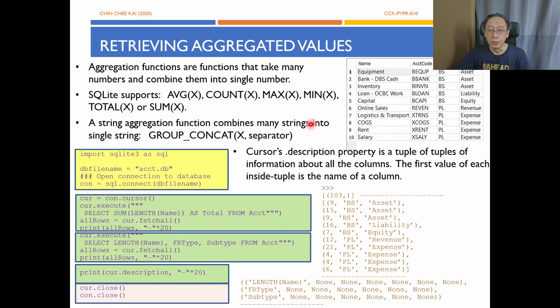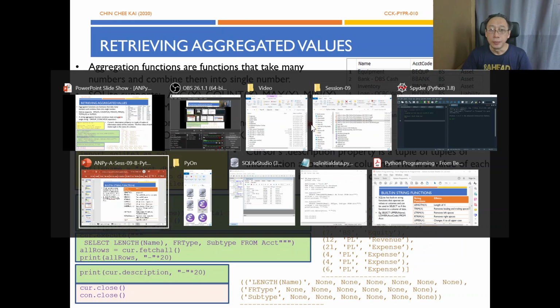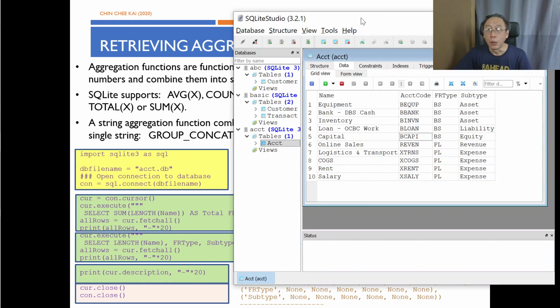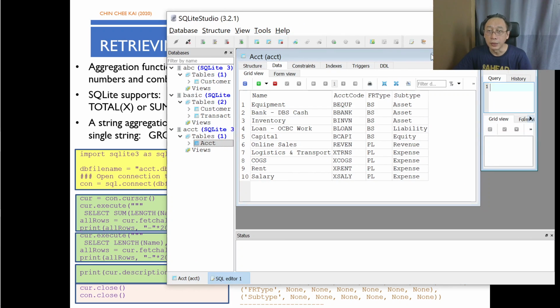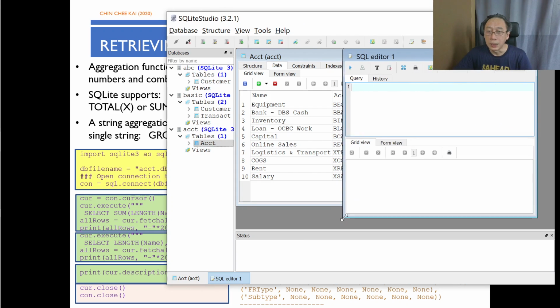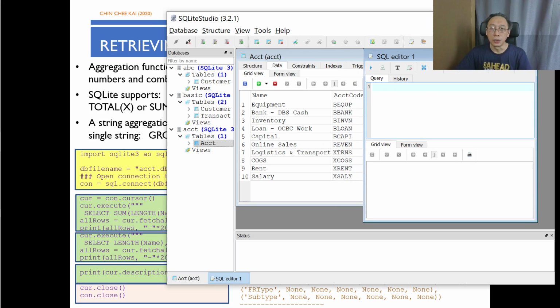Okay, let's move over to first of all SQLite Studio, where I would like to show just very quickly using our editor tool, all right, what does it mean by select upper? Yeah, so we can say select upper of name and lower of account code, right, from ACCT, all right.